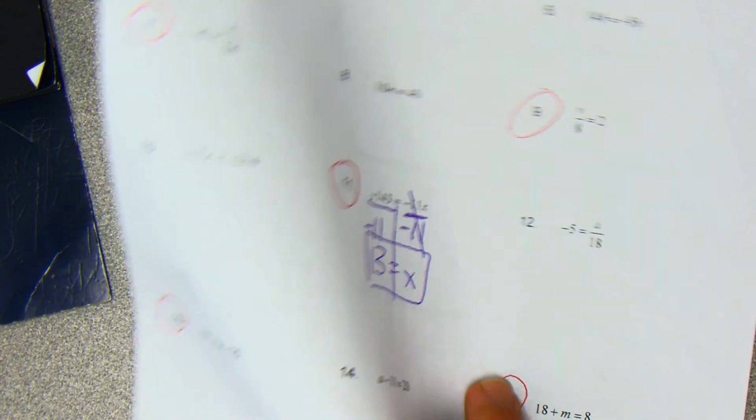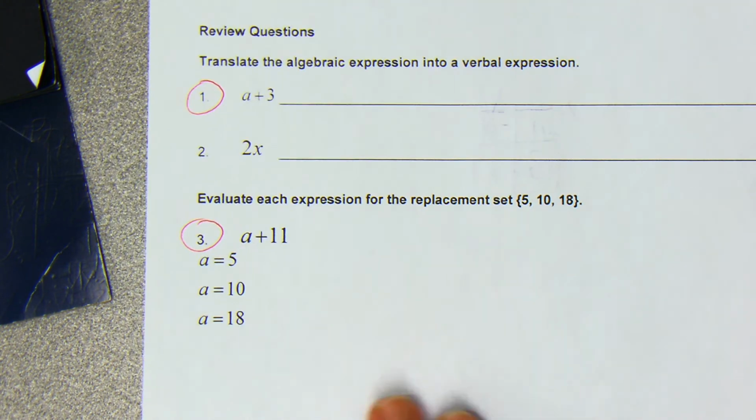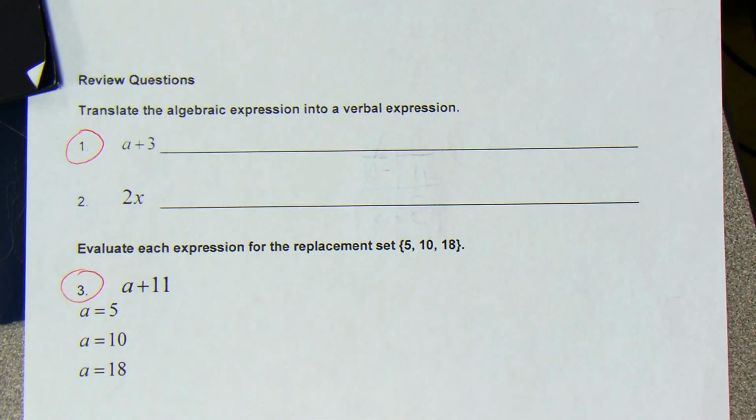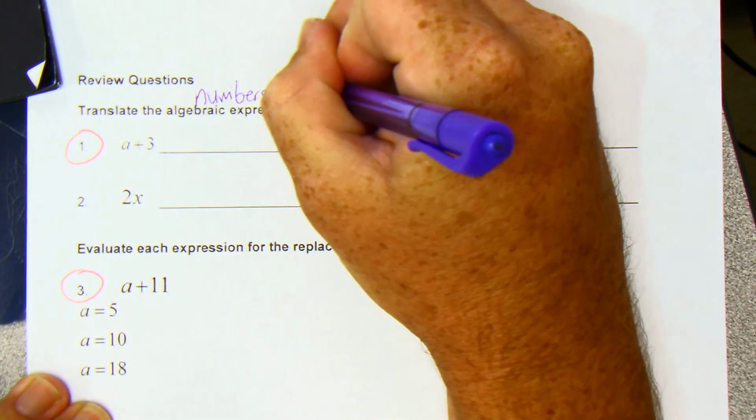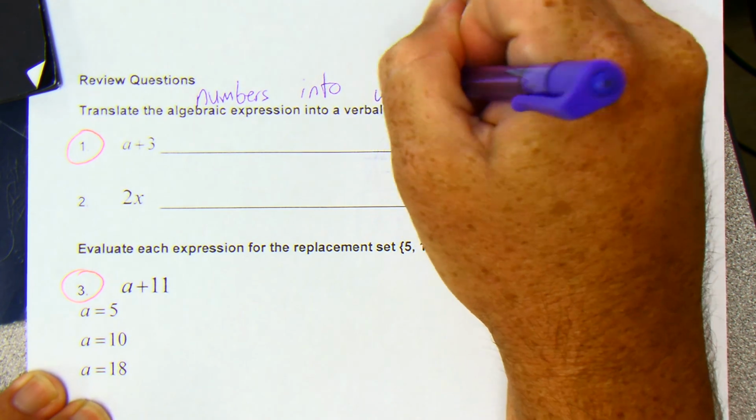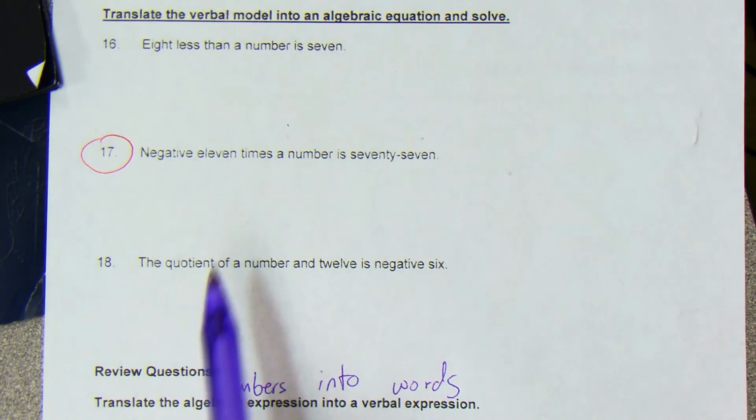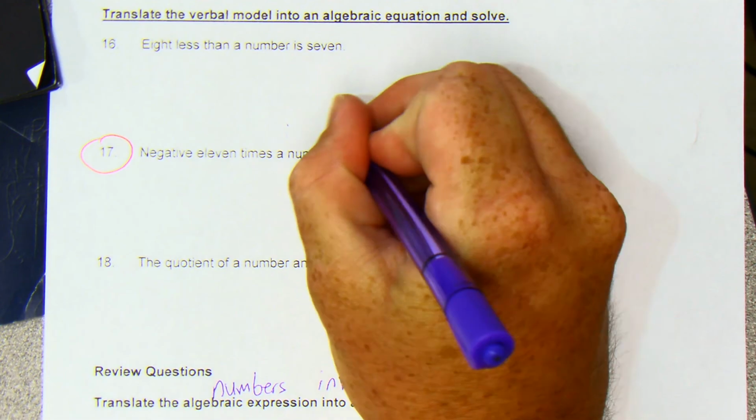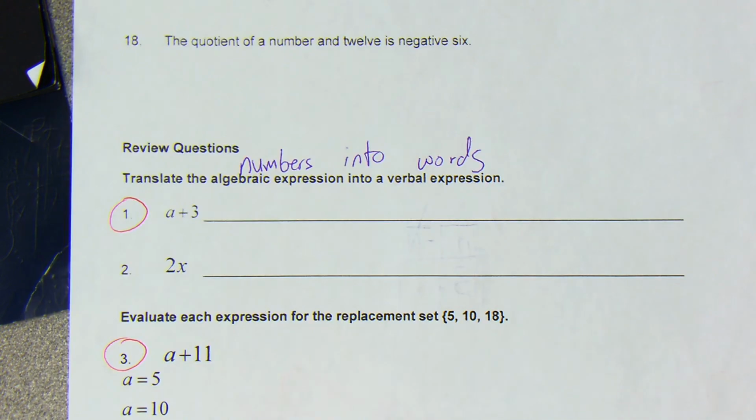Let's take a look at a couple on the back. All right. So why don't we do a couple of the review problems? So we're translating the algebraic expression into a verbal expression. So we're translating numbers into words for this. Okay. This is words into numbers up here, and those ones you'll have to solve. So up here, we're doing words into numbers and solve. So you have to do negative 11 times the number is. Remember, is means equals. Okay. 77, and then we'll have to solve for that number, for that variable you choose to use.